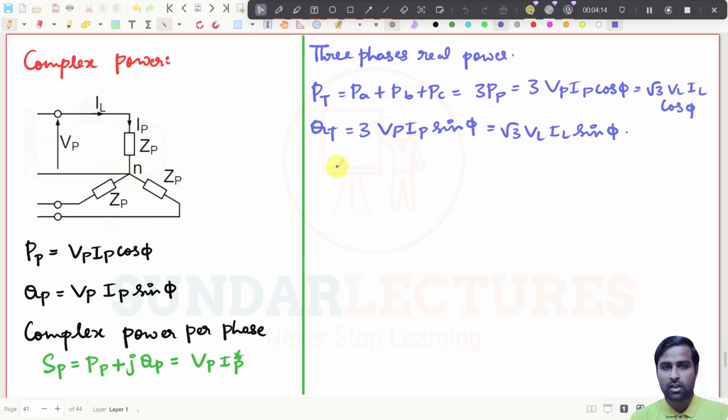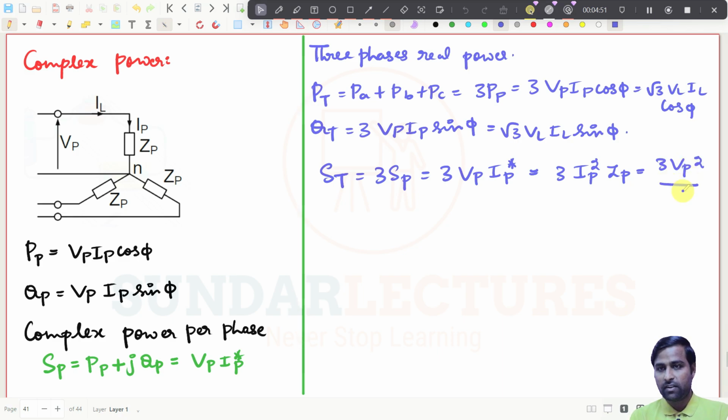And also, what is the complex power? Complex power ST, that is total ST. You can write it as 3 into SP, and then this one can be written as 3 into VP IP star. Simply you can write this is the complex power. And also you know another formula, that is 3 into I square P into ZP. That is also one part. And you can write another formula, that is nothing but 3 into VP square divided by ZP star, and we have derived these kind of expressions.